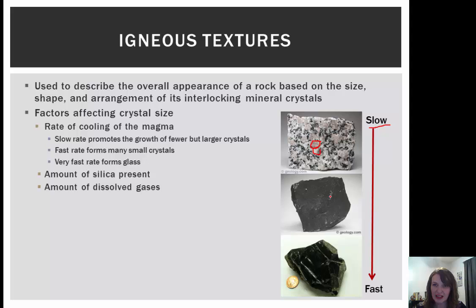Now, by the time we get into the fast intermediate, you can't make out any, and eventually once you get all the way down to the fast section, we have volcanic glass, so you can't see anything. Now, another factor that affects the crystal size is the amount of silica present and the amount of dissolved gases.